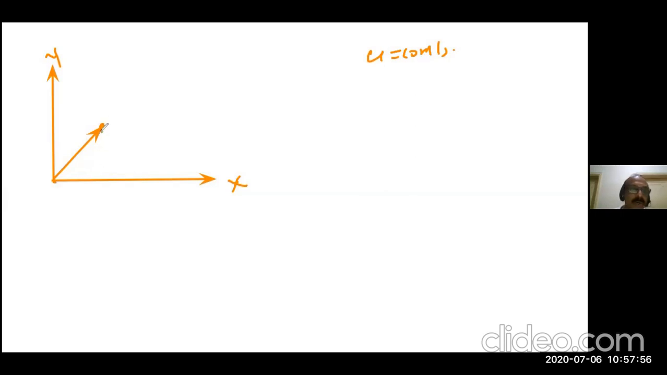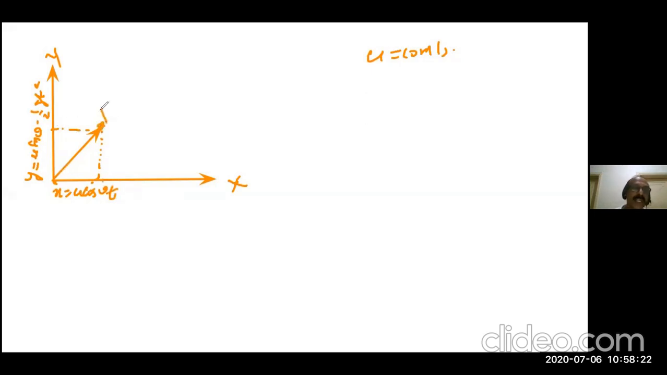Now the horizontal distance it covered, that we call x. We can calculate it as u cos theta t. And the vertical component you can calculate as y is equal to u sin theta t minus half g t squared. So here you substitute t, and you will know x and y.